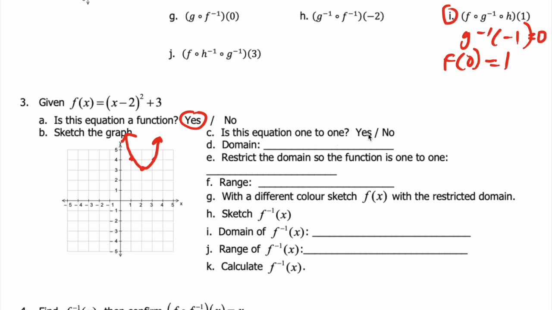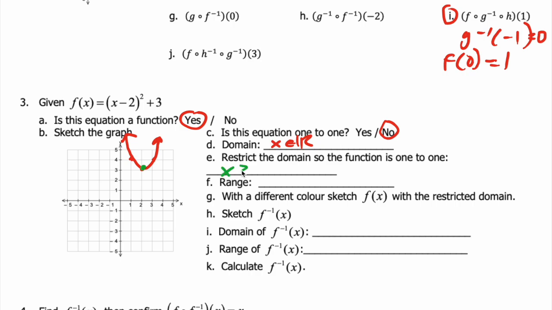Is the equation 1 to 1? No, it fails the horizontal line test. All parabolas do unless there's a restricted domain. The domain is all real numbers for this regular function. Restrict the domain so the function is 1 to 1. We can do that in many places, but the most common sense is to restrict it right here.